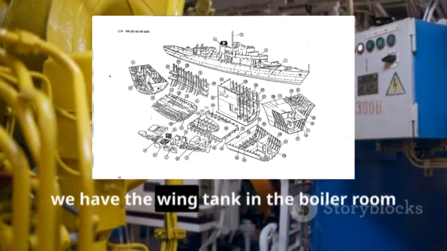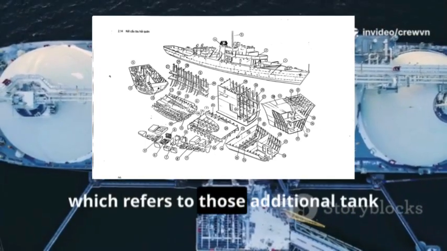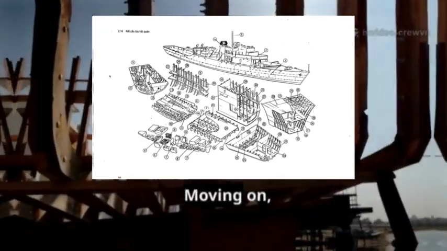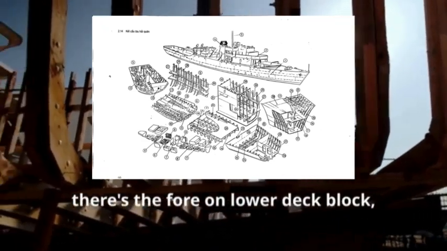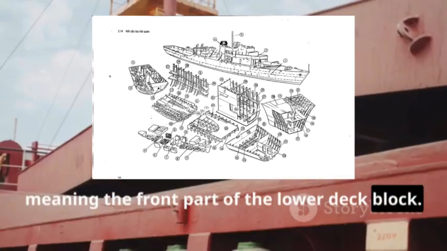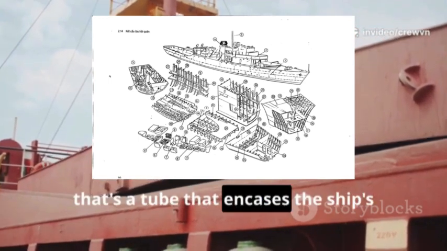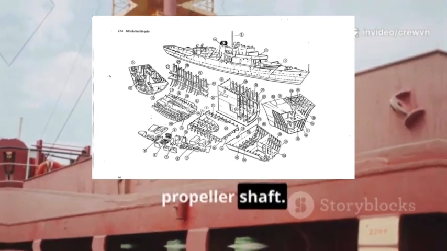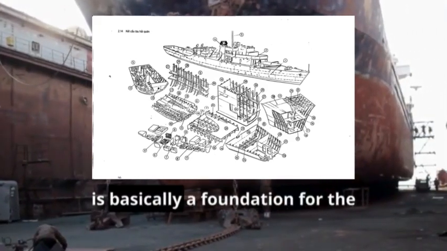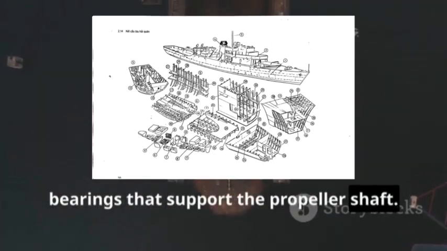Also, we have the wing tank in the boiler room portside block, which refers to those additional tank structures along the side of the ship. Moving on, there's the fore on lower deck block, meaning the front part of the lower deck block. Finally, the shaft tube. Well, that's a tube that encases the ship's propeller shaft. The bearing foundation, or bi jo truk, is basically a foundation for the bearings that support the propeller shaft.